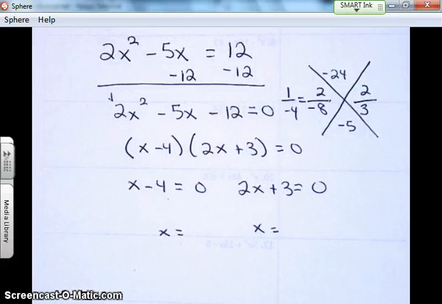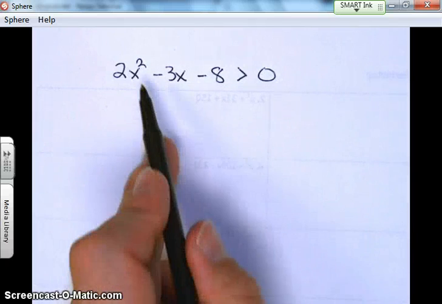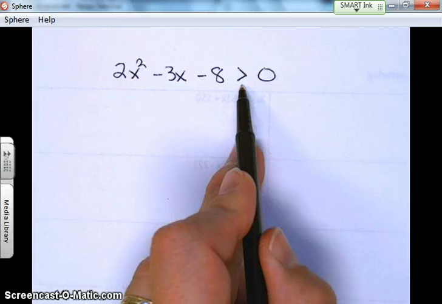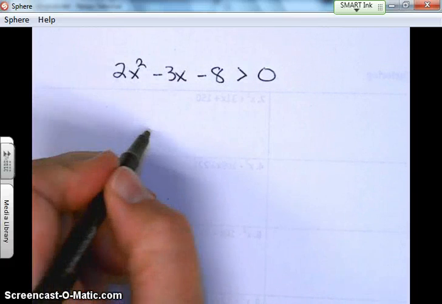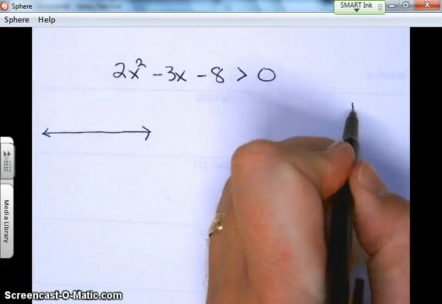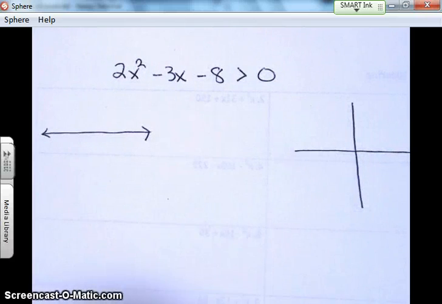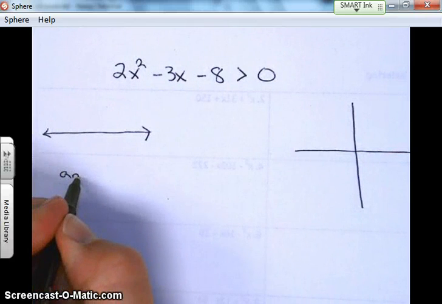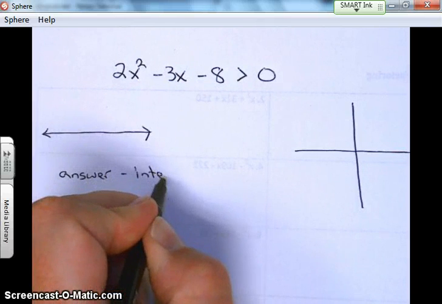Okay, let's take a look at the next example. Okay, so here we have a quadratic inequality. And what we want to do is we want a sign graph. We want to graph the inequality itself, and we want the answer displayed in interval notation.